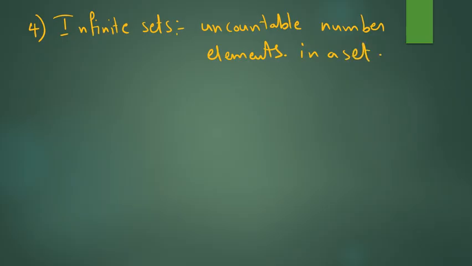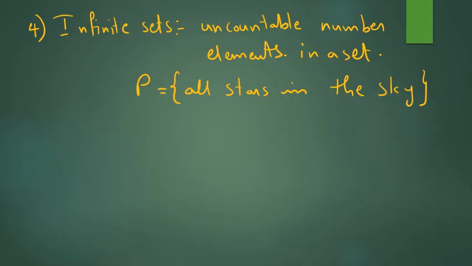Suppose we have any set P, P is equal to all stars in the sky. Can we count how many stars are there? No. So therefore this is an infinite set. What will be the cardinal number of this? We can write it as infinite like this, right?